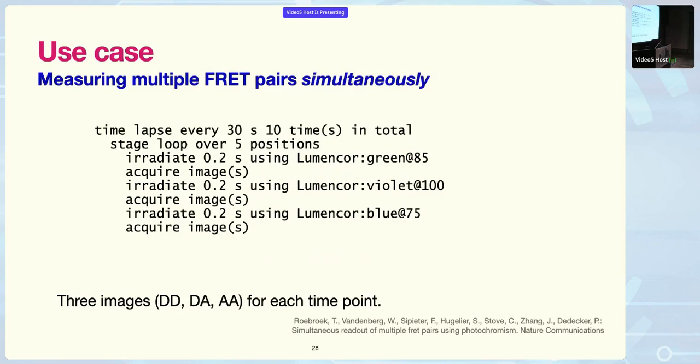So here I have a code snippet using the DSL that was actually used during one of these experiments. So what we see is a time lapse, also a stage loop, because we want to look at different positions. And then these 3 pictures. So we irradiate at different colors, and we take a picture each time. So this corresponds to the DD, DA, and AA picture of each time point.